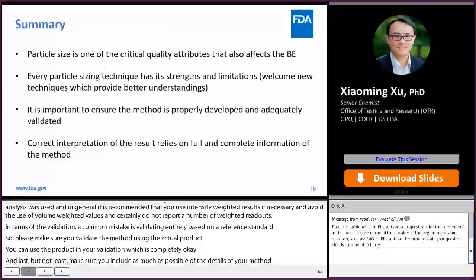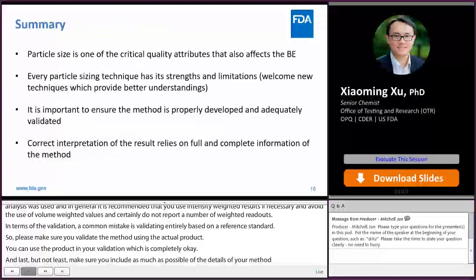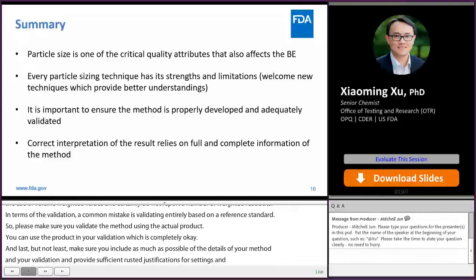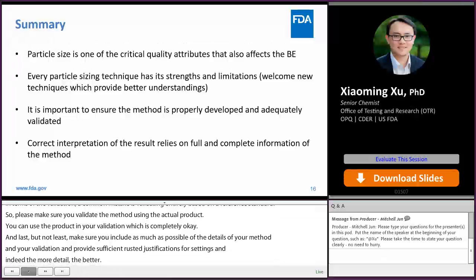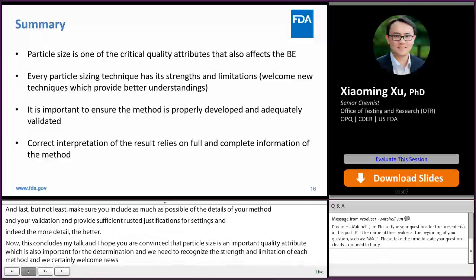Now, this concludes my talk, and I hope you are convinced that particle size is an important quality attribute, which is also important for the BE determination. And we need to recognize the strengths and limitations of each sizing method, and we certainly welcome new methods that can provide better understanding. And particle size distribution method should be properly developed and validated, and complete information is important for the correct interpretation of the results and for the assessment.